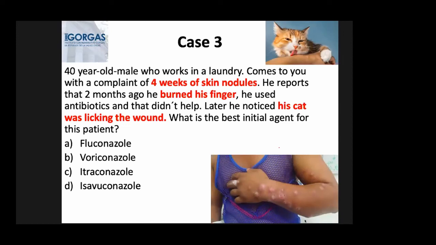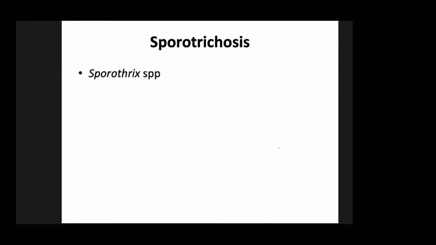I have 2 more conditions to be done with. Okay, so C, yeah, that's the correct answer. So itraconazole is the agent of choice for Sporothrix infections. Sporotrichosis is caused by Sporothrix.